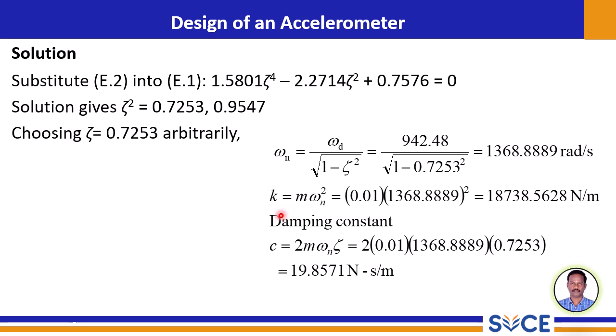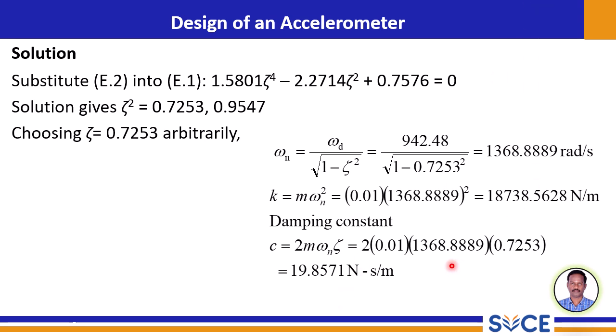Further, we already know k by m equal to omega n square. So we can substitute m and omega n. We are getting the stiffness of the spring as 18738, and using the damping constant formula and substituting it further, we are getting the damping constant as 19.8571. So this is very much an arbitrary solution. If we used 0.9547 we will get a different stiffness and damping constant.